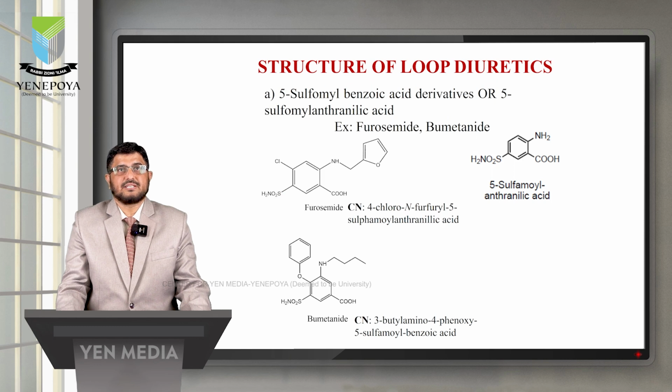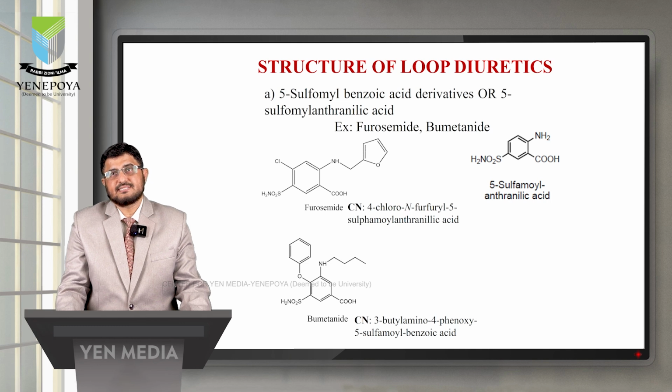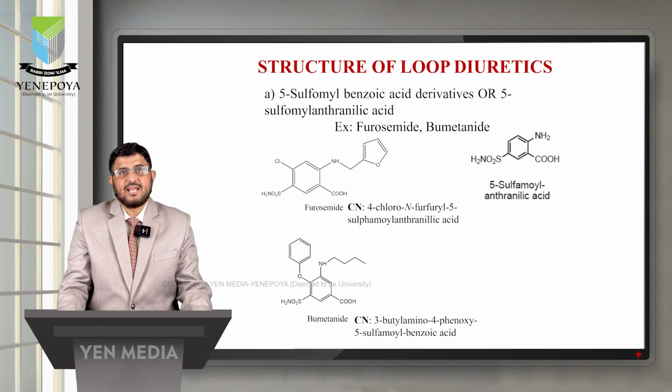The structure of loop diuretics, the first we will take as 5-sulfamyl benzoic acid, or we can say 5-sulfamyl anthranilic acid, for example furosemide and bumetanide. The chemical name of furosemide is 4-chloro-N-furfuryl 5-sulfamyl anthranilic acid. So, we can see the 5-sulfamyl anthranilic acid is a basic requirement for the drug to act. At the first position we have the carboxylic acid, which is necessary for its activity, and we also have the sulfamyl group at the fifth position, which also plays an important role in the activity.